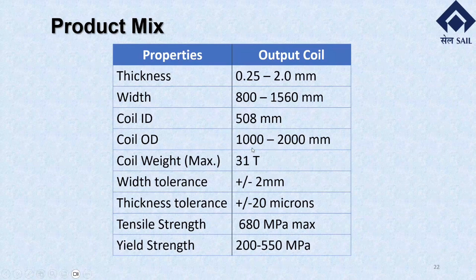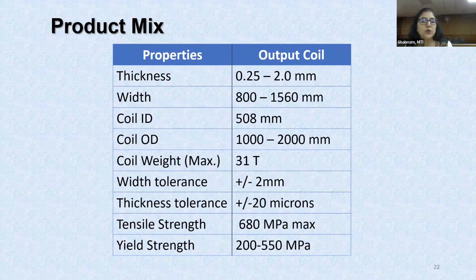Excuse me, could you repeat that part? What is the narrowest? The narrowest according to capacity is 800, but what we have processed is 876. We have not got orders below 876. 876 mm.